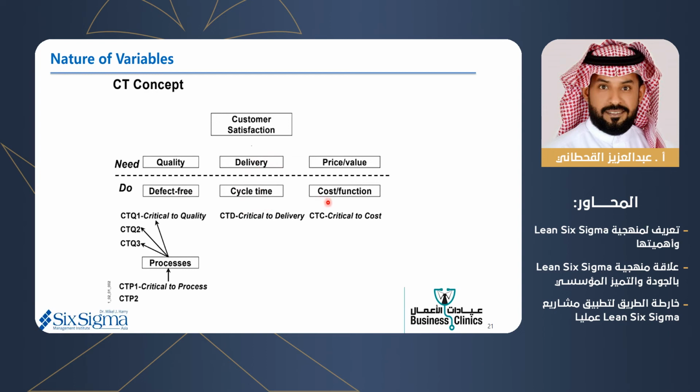Also for the cost and function, if the price is high, which is not meeting customer satisfaction, then you need to do analysis and try to figure out how to reduce the cost in a way that you will meet the customer satisfaction. So the critical to quality could be 1 or 2, it could be 10, it could be 50 critical to quality.